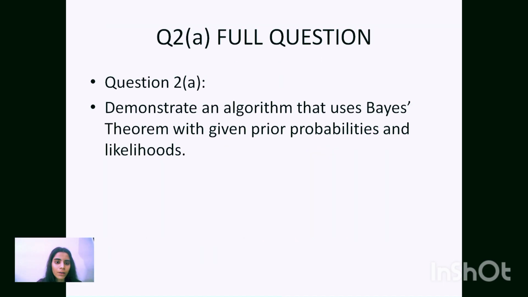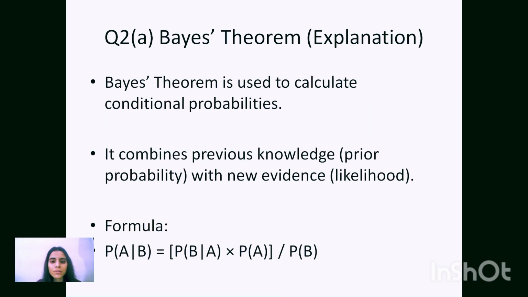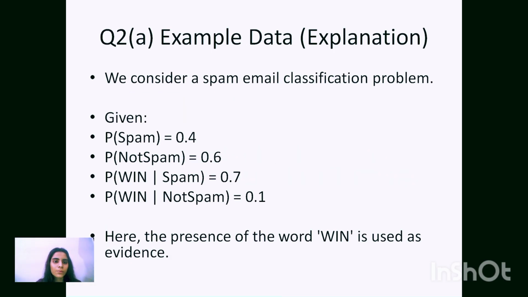After it, demonstrate an algorithm that uses Bayes' theorem with given prior probabilities and likelihoods. So the answer is, Bayes' theorem is used to calculate conditional probabilities. It combines previous knowledge with new evidence. For example, Bayes' theorem is P(A|B) = P(B|A) × P(A) / P(B). So we consider a spam email classification problem where P(spam) = 0.4.